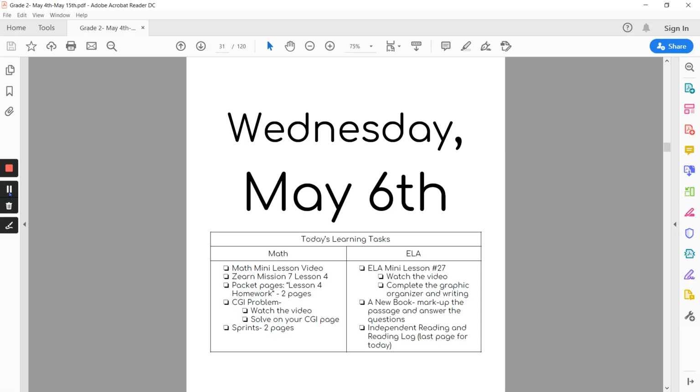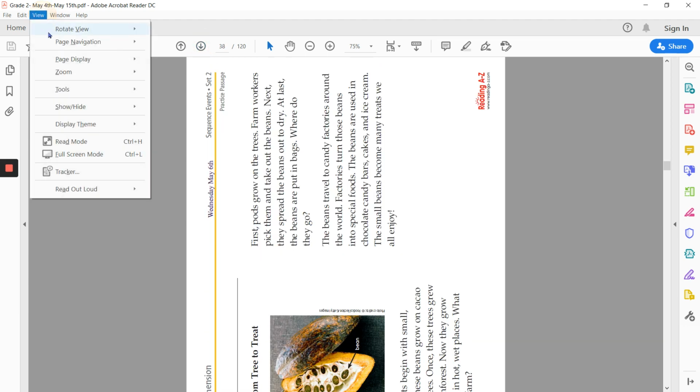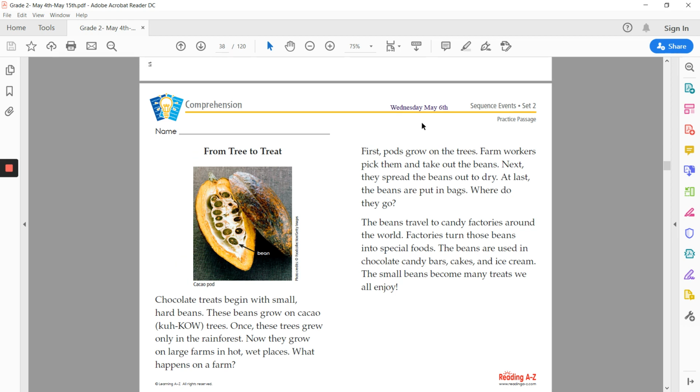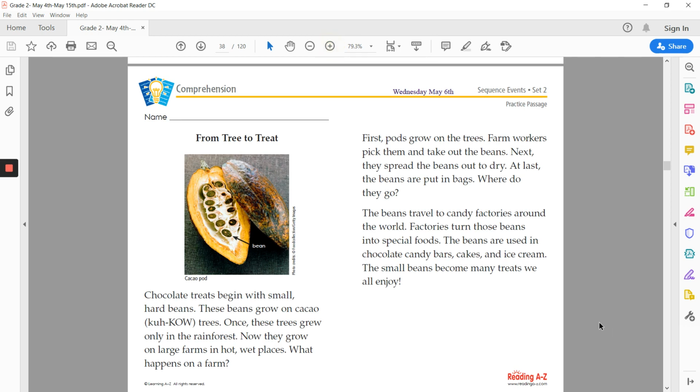Now you're going to get a chance to try out this strategy, marking up the text. Make sure you're on Wednesday's part of the packet. Go ahead and turn to the article. The nonfiction article we will be reading today is called From Tree to Treat. After you listen to the text, you're going to mark up the second paragraph to identify the order of events.